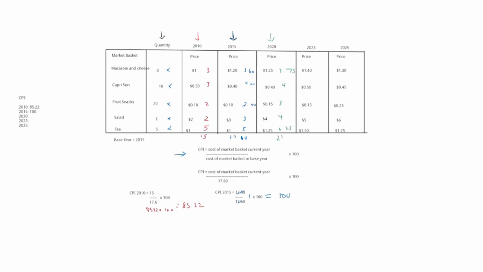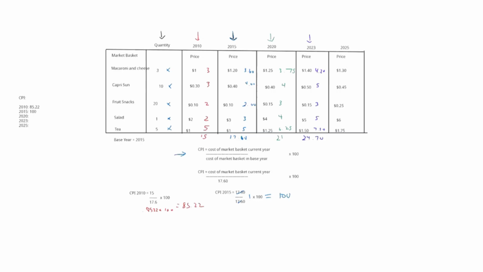And then for 2023, we'll do 3 times 1.4, which is 4.2. 10 times 0.5, which is 5. 20 times 0.15, which is again 3. 1 times 5, which is 5, and 5 times 150, which is 750. So 420 plus 5 is 920, plus 3 is 1220, plus 5 is 1720, plus 750 is 2470.